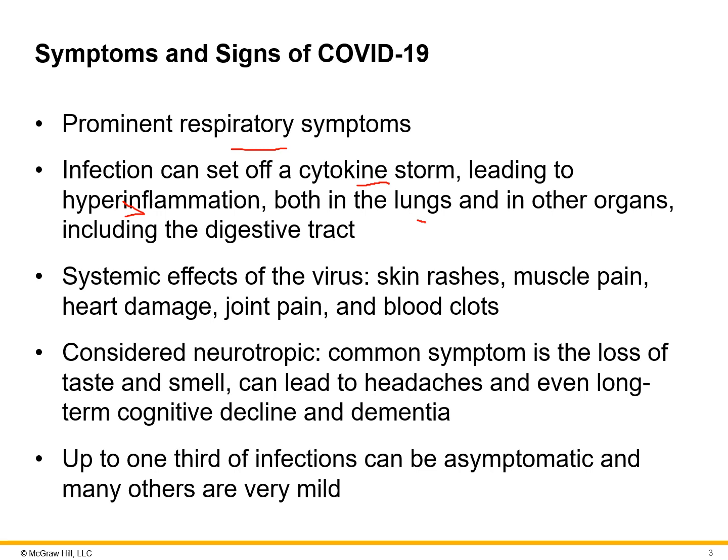So some of the systemic effects, we can see things like rashes, muscle pain, heart damage, joint pain, blood clots. Also considered neurotropic, so we mentioned it with our neuro diseases as well. But some of the common symptoms include a loss of taste and smell, also some headaches that can occur. So about a third, though, of these infections are actually asymptomatic and relatively mild.